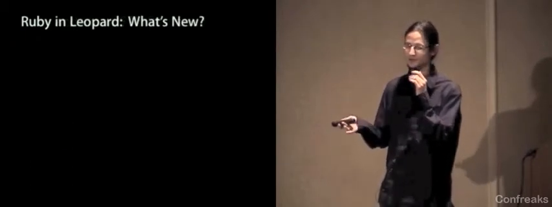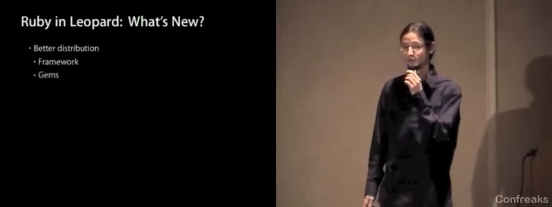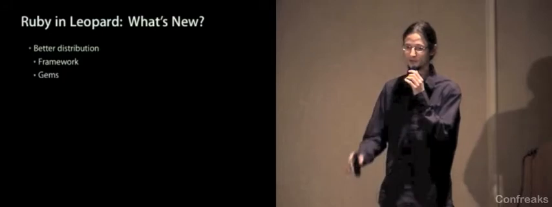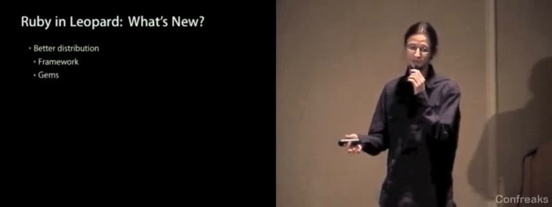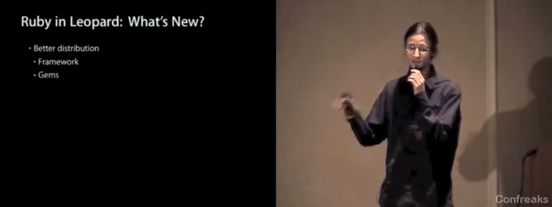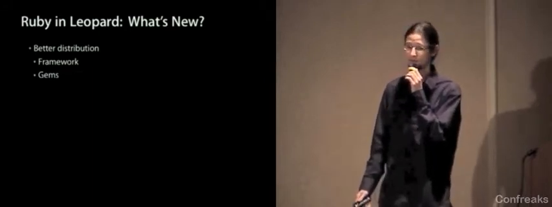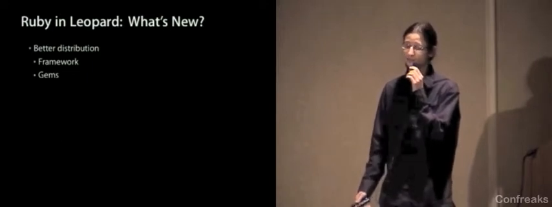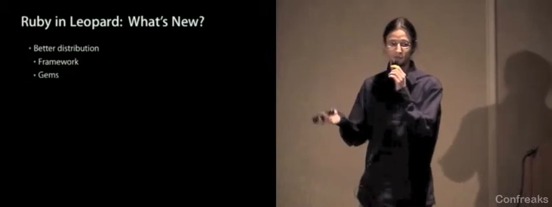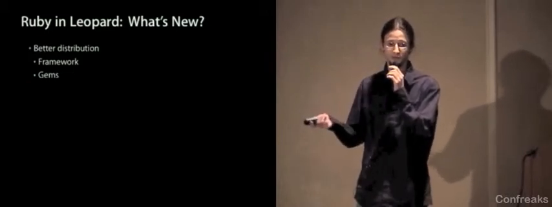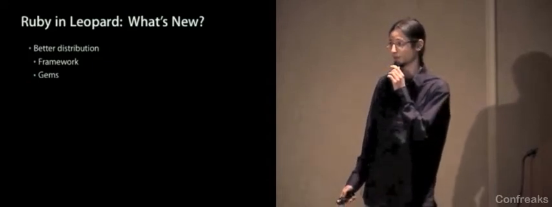And so, what's new on Leopard when it comes to Ruby? We have a better distribution. Ruby is now delivered as a framework. It's great because we can, in the future, ship different versions of Ruby inside the same package. And we are also delivering RubyGems with a few gems by default. And it's great because if you want to upgrade your system, you don't have to wait for Apple to provide software updates. You can just do gem upgrade, and you will get the latest gems available.